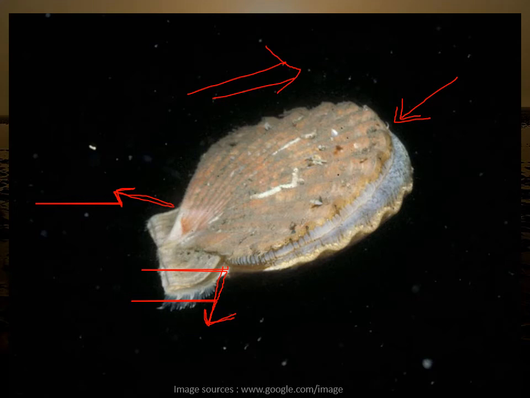So they take water from the ventral side and forcefully expel the water at high speed into the water body from these auricle portions, and that creates a jet, which helps the bivalve to move in the opposite direction of the jet. So the resultant jet is in this direction, and the bivalve moves in this direction.